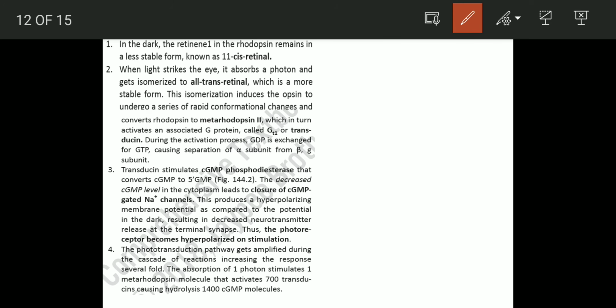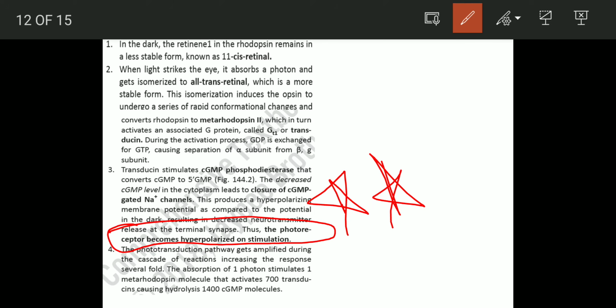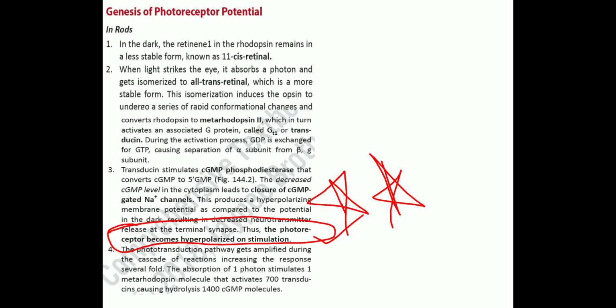This is a question which is asked multiple times in your AIIMS and NEET exams. Whenever the photoreceptor is stimulated, what occurs? Depolarization, repolarization, hyperpolarization, or different options. The answer is that it becomes hyperpolarized. Fine. So the phototransduction pathway gets amplified during the cascade of reactions. This increases the response several folds.